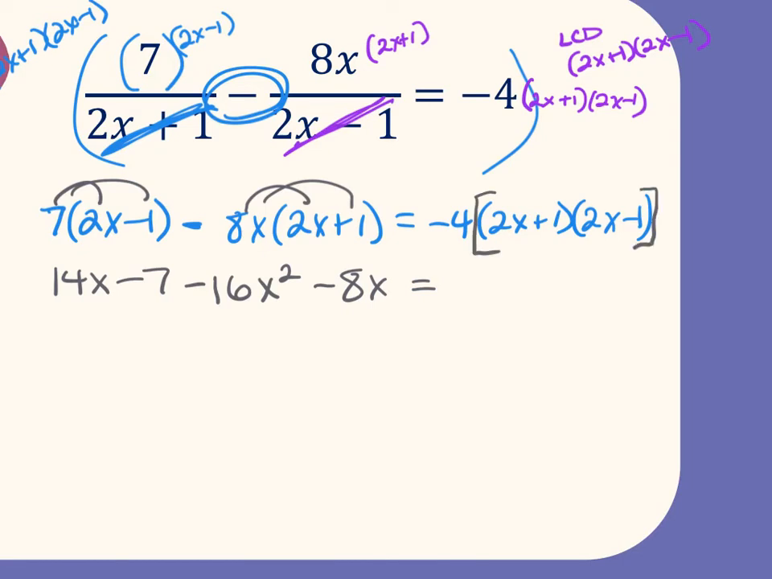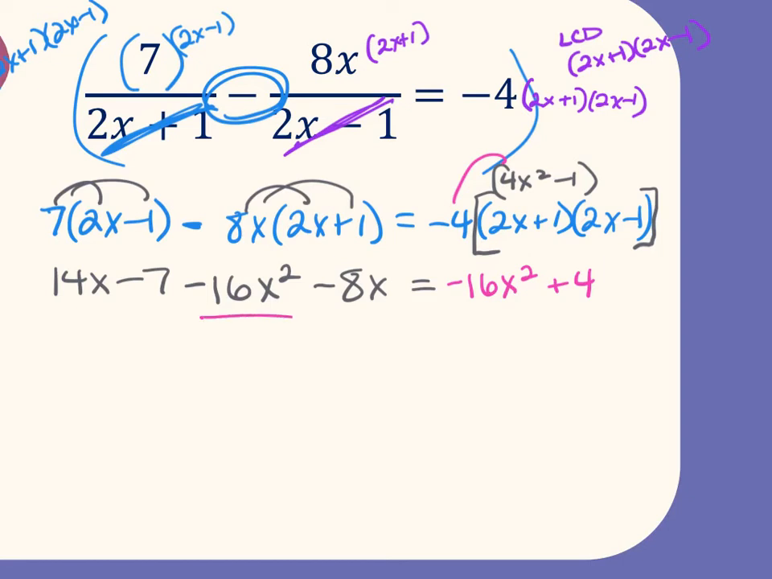So if I were to FOIL that out first, instead of going 4 into that one and then the second into the third, I would get 4x squared minus 1. Then I distribute the negative 4, and I get negative 16x squared plus 4. Question so far? Okay, now I gotta combine my like terms.